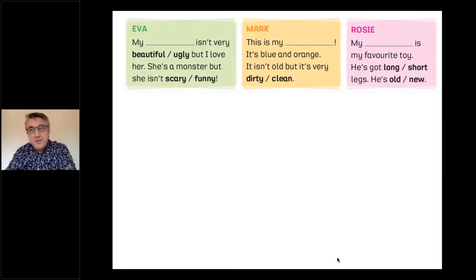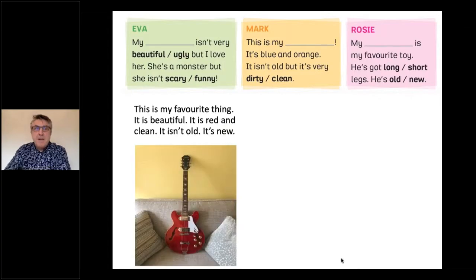I have got my toy. Do you want to see my toy? Okay, well, I don't have a toy as such. This is my favorite thing. All right, it is beautiful. It is red and clean. It isn't old. It's new. Trust me, teachers, this has saved me through lockdown. It's annoyed everybody in my family because it comes with an amplifier.